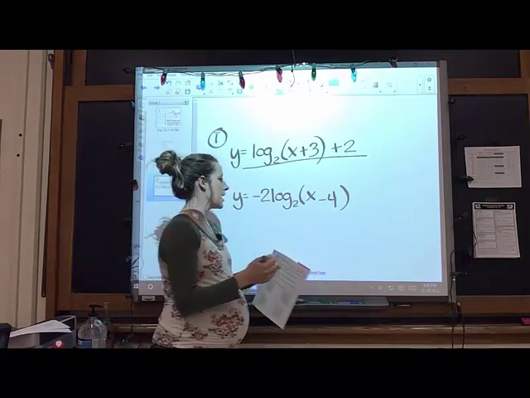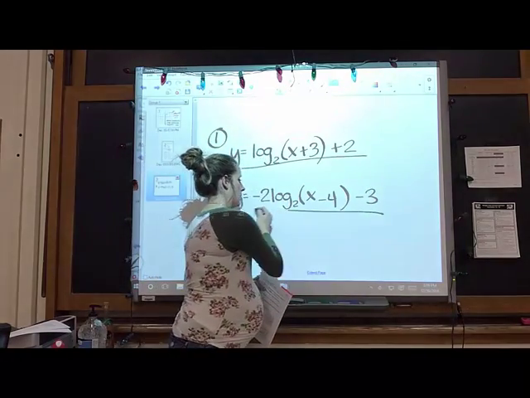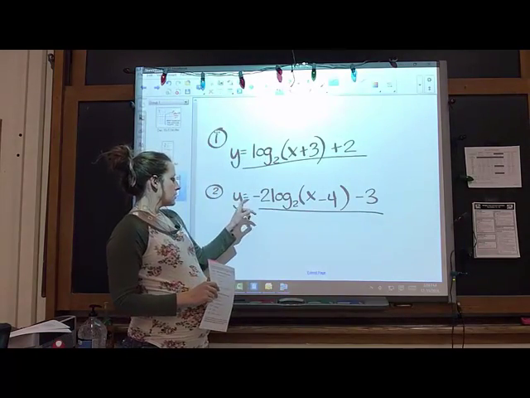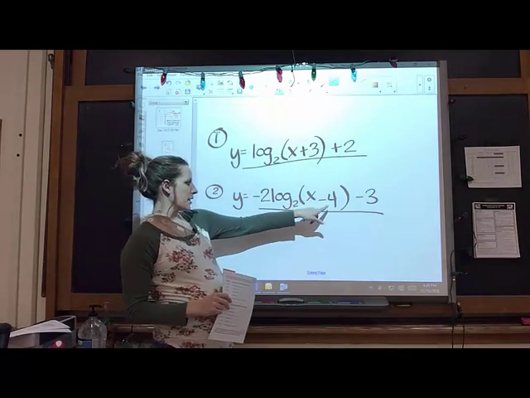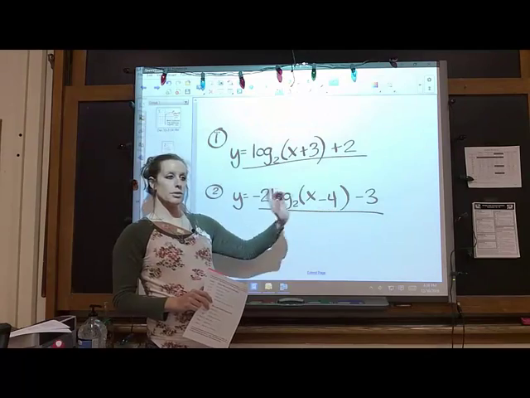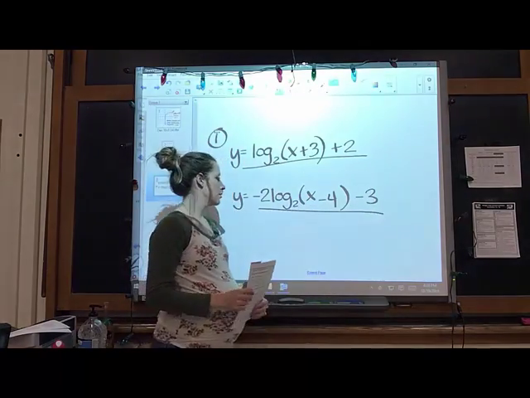And we're moving it down 3. So minus 3 at the end. So we reflected it with the negative, we stretched it with the 2, the minus 4 in parentheses moved it to the right, and the minus 3 at the end moved it down.